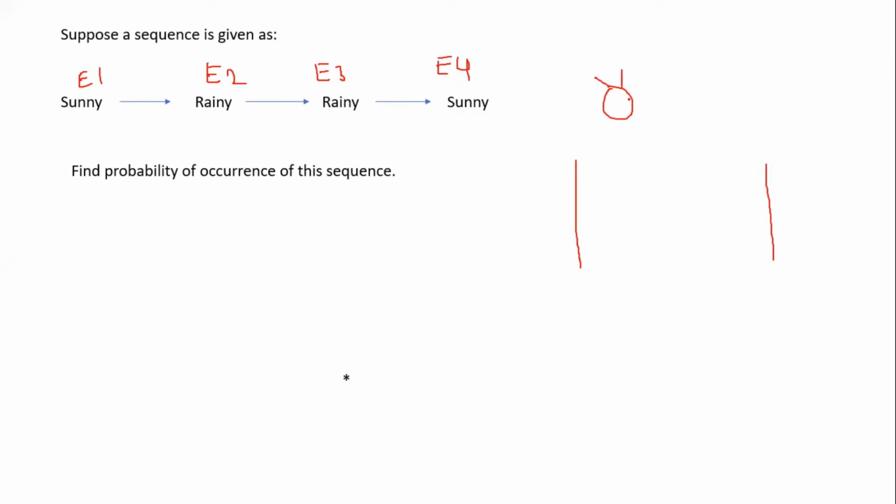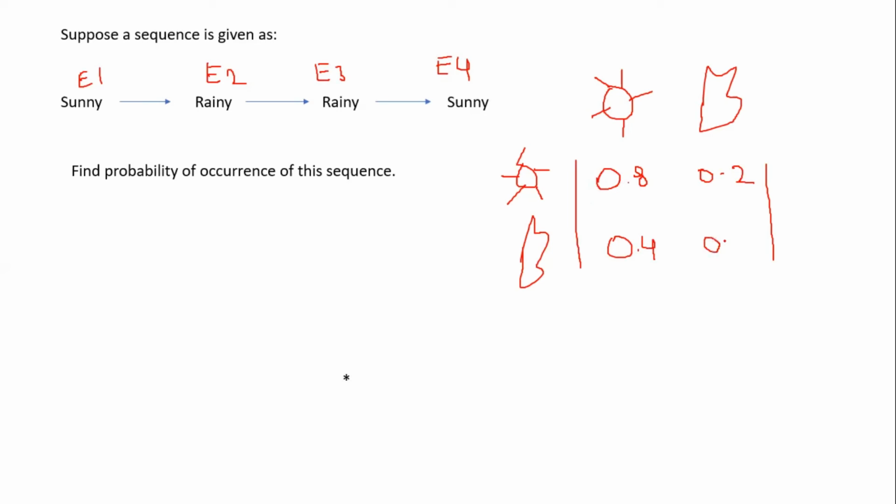And the chances for a sunny day. Sunny followed by sunny, rainy, and this is sunny, rainy. So I'm just drawing the same matrix here. 0.8, this is 0.2, and this is 0.4. This is 0.6.